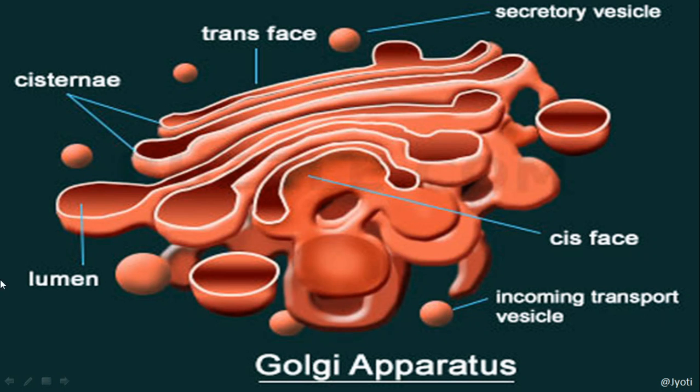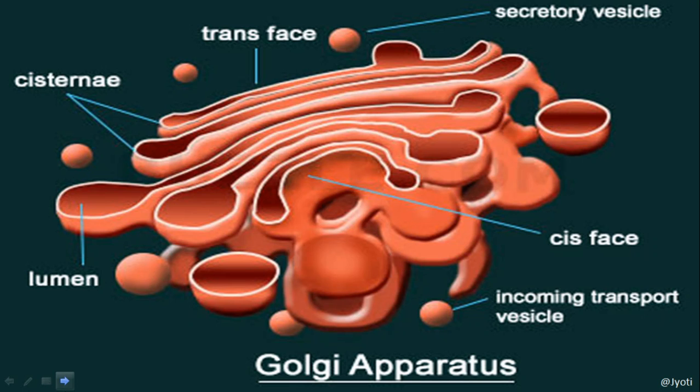Here you can see the structure of the Golgi apparatus. You can see the sac-like structures which are called cisternae. They are stacked, that means they are present one above the other. Each cisterna has two surfaces, one concave and the other convex. The concave surface is known as the cis face, and the convex surface is called the trans face. In the Golgi complex, the trans face is present towards the endoplasmic reticulum and the cis face is present away from the endoplasmic reticulum.